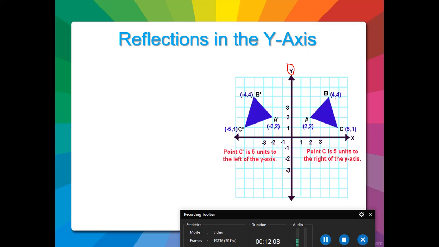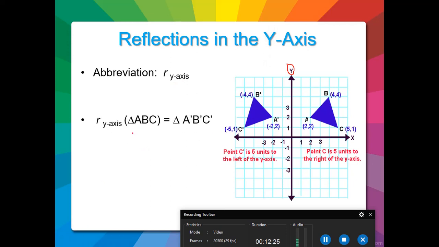B was at (4, 4). Now it's at (-4, 4). Can you identify the pattern? So the abbreviation is very similar. Lowercase r for reflection, and in subscript, it will state the y-axis.